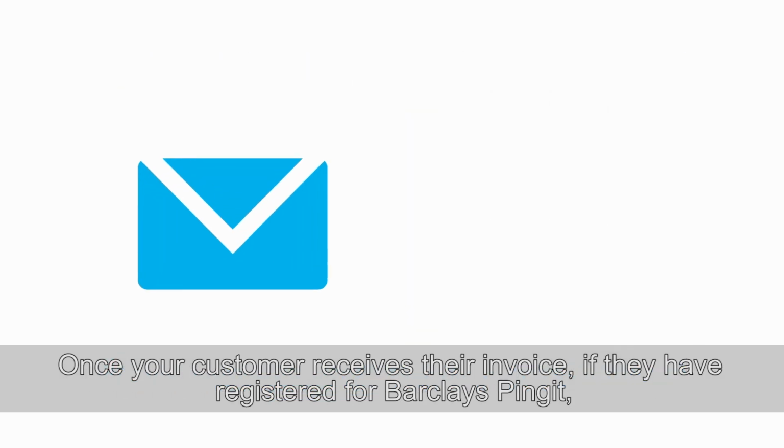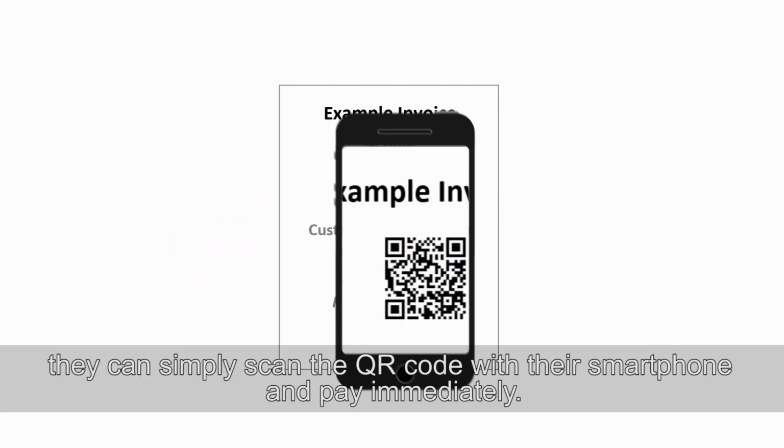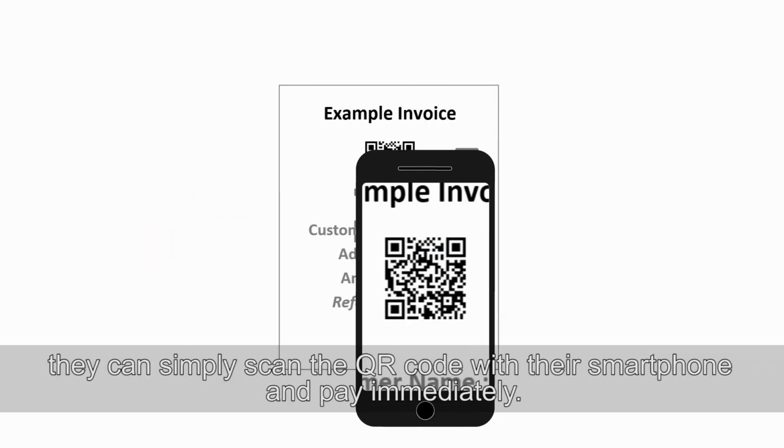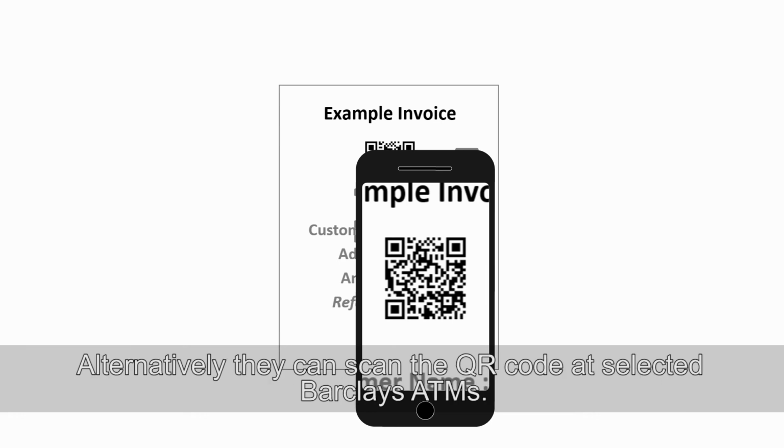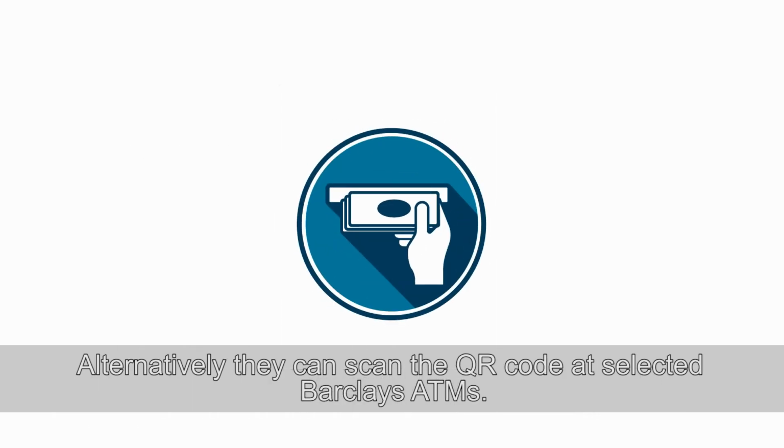Once your customer receives their invoice, if they have registered for Barclays Pingit, they can simply scan the QR code with their smartphone and pay immediately. Alternatively, they can scan the QR code at selected Barclays ATMs.